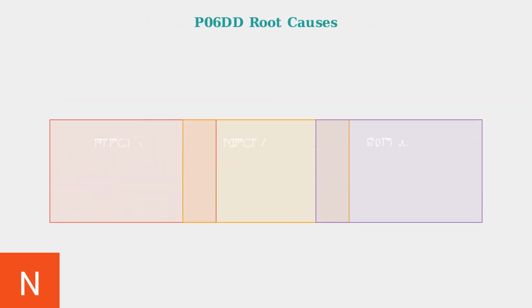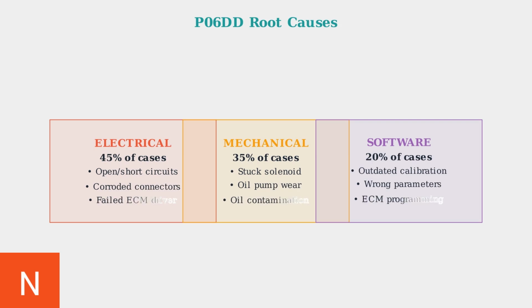P06DD failures fall into three main categories. Electrical issues account for 45% of cases, including open or short circuits, corroded connectors, and failed ECM drivers. Mechanical failures represent 35%, involving stuck solenoids, oil pump wear, and contamination. Software and calibration issues make up the remaining 20%.